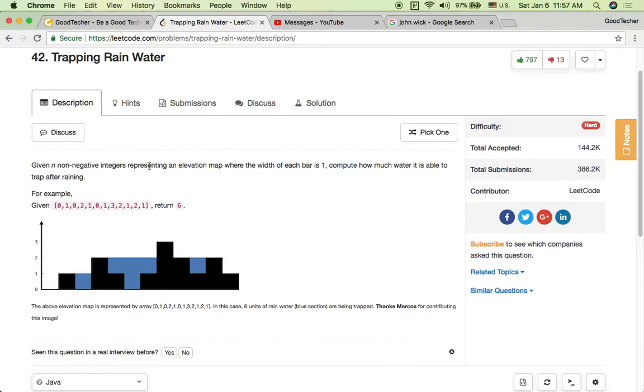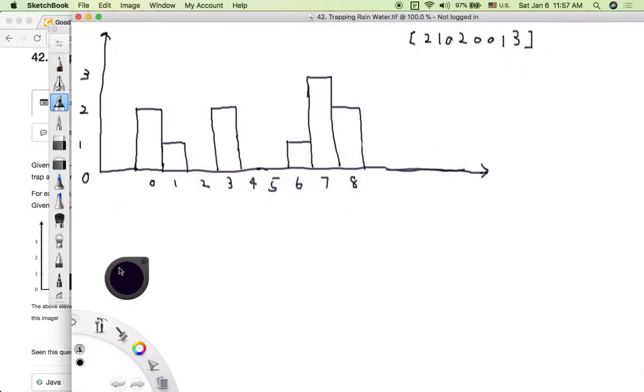So the goal of this problem is to find the total amount of water that can be trapped by this whole group of bars. The key point to solve this problem is to find and build the relationship between the bar heights and the amount of water that can be trapped. Here, follow me. I have an example to help you understand the process to solve this problem.